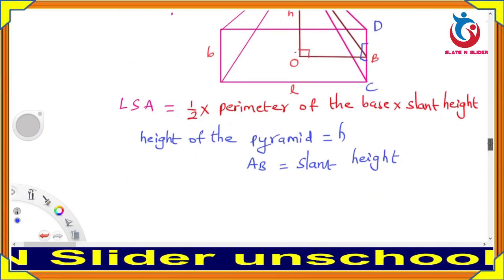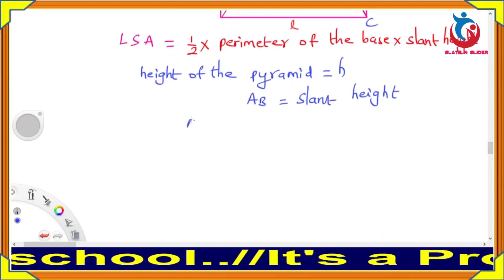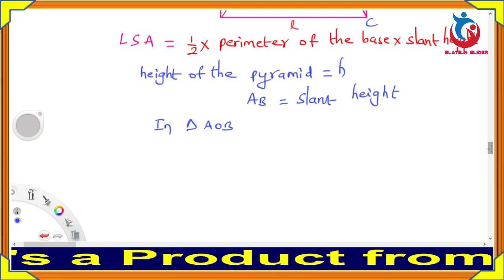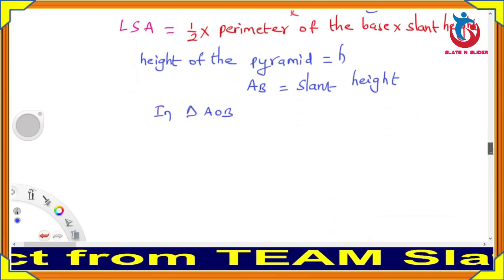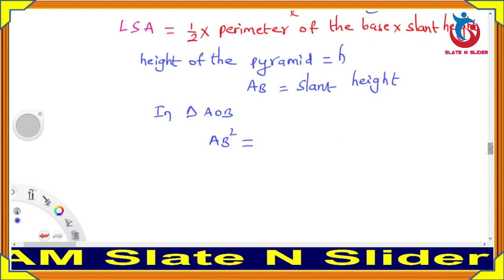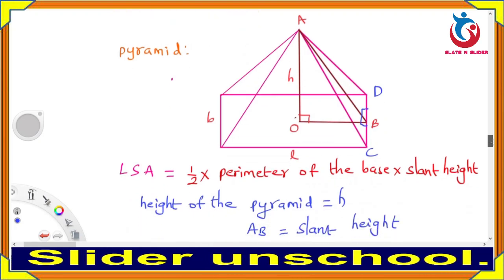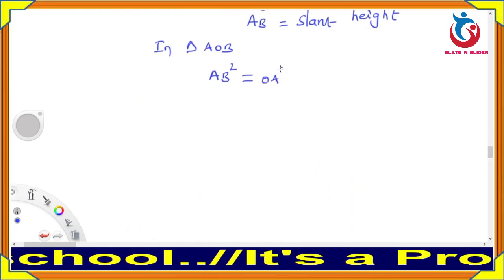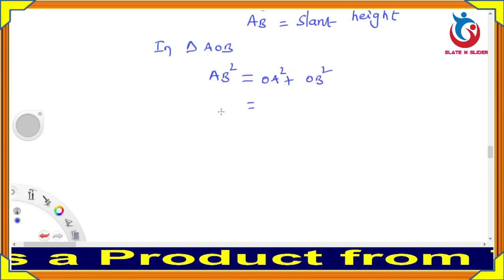So how to find the slant height? AOB is a right triangle. So in triangle AOB, AB is called the hypotenuse. So AB square is equal to, according to the Pythagorean theorem, the square of the hypotenuse is equal to the sum of the squares of the other two sides, OA square plus OB square. So slant height is denoted with the letter L.